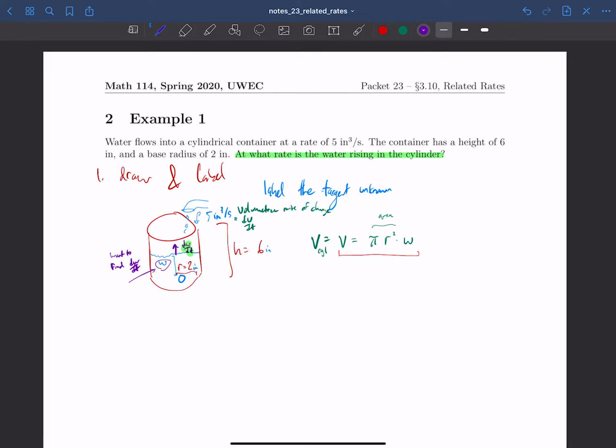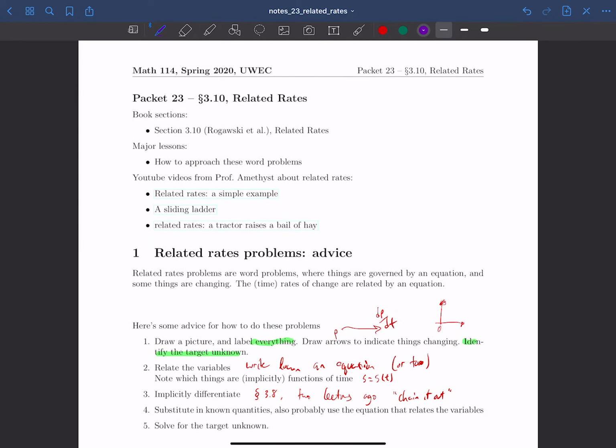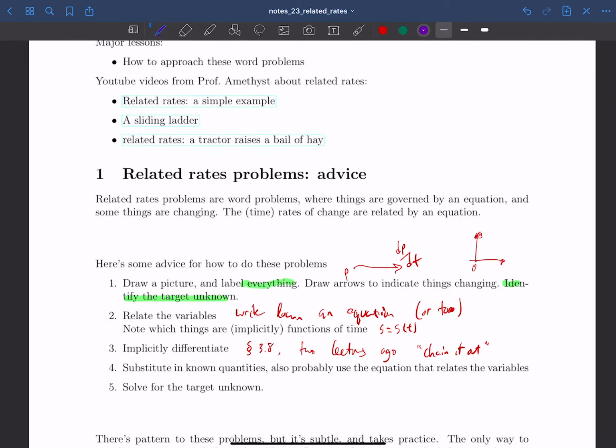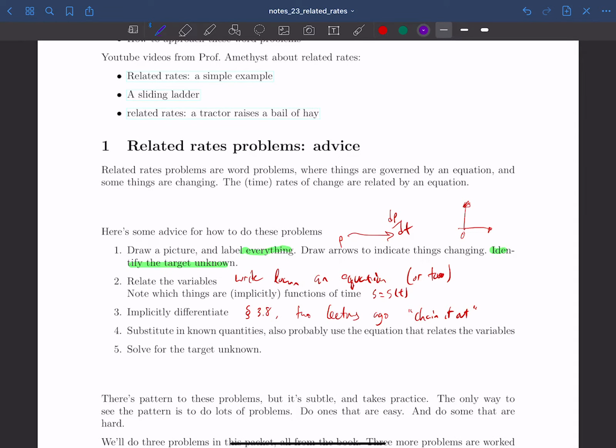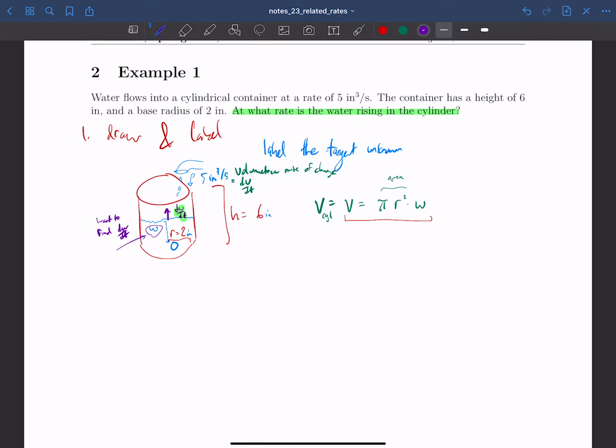And so I think that we should check back to our general instructions on the previous page. Draw a picture and label everything. Check. Relate the variables. We just did that. Check. Implicitly differentiate. Okay, so now let's implicitly differentiate. I'll call that equation 1, and we'll implicitly differentiate equation 1.